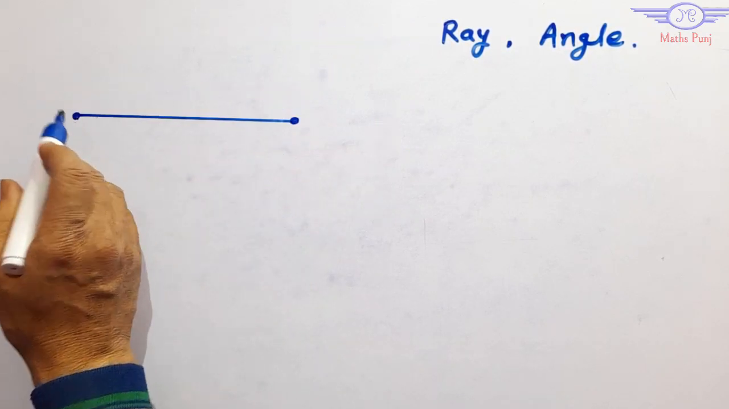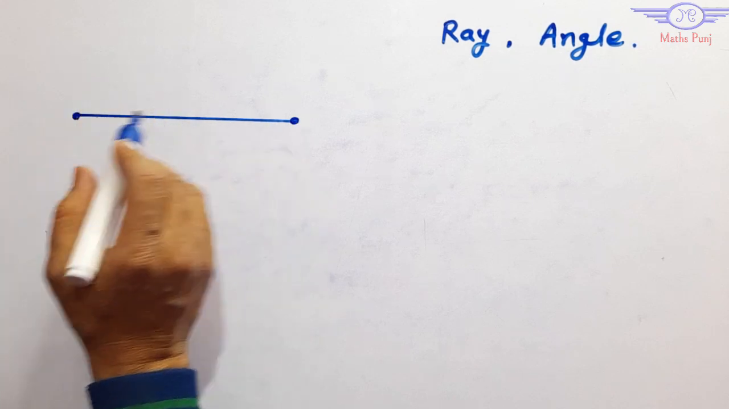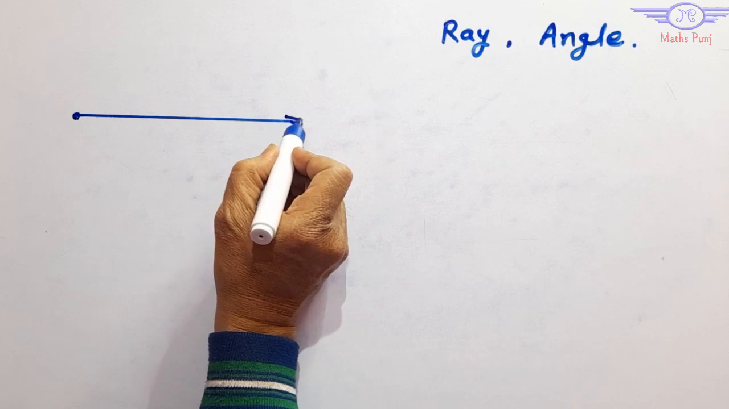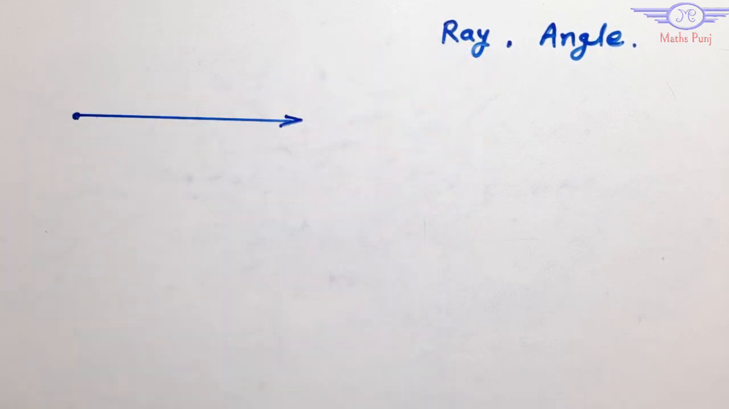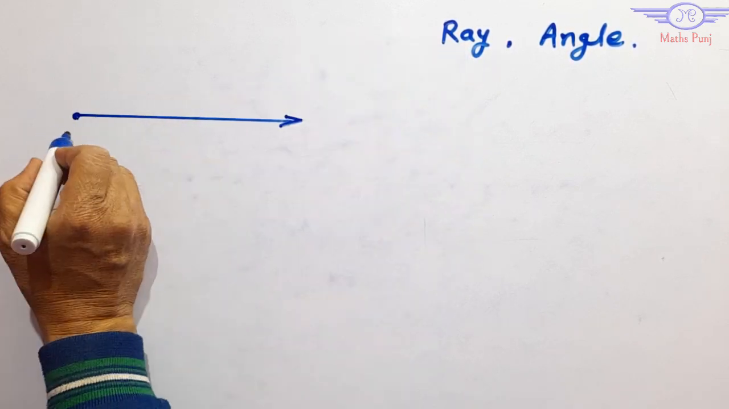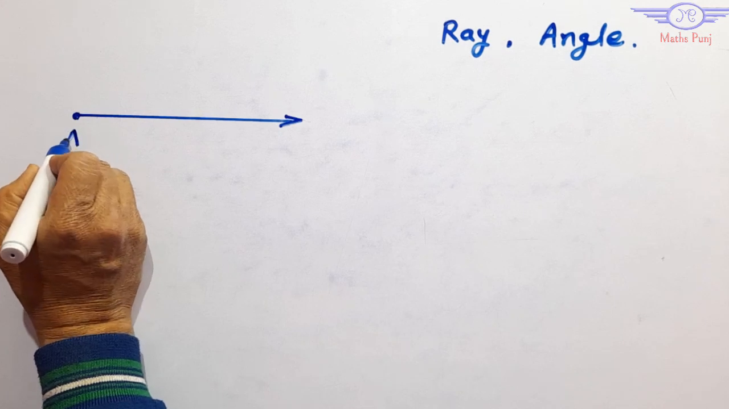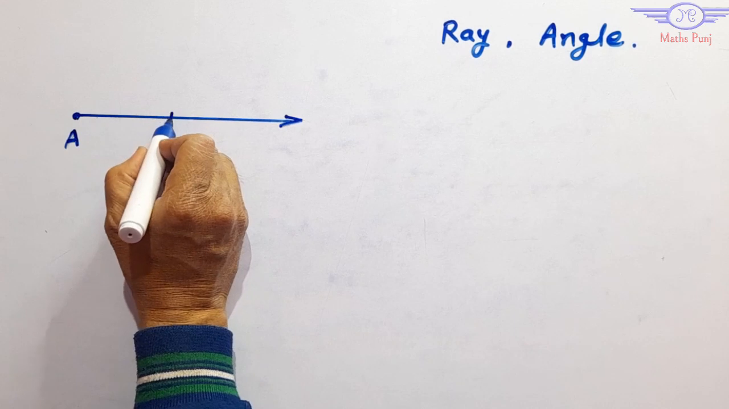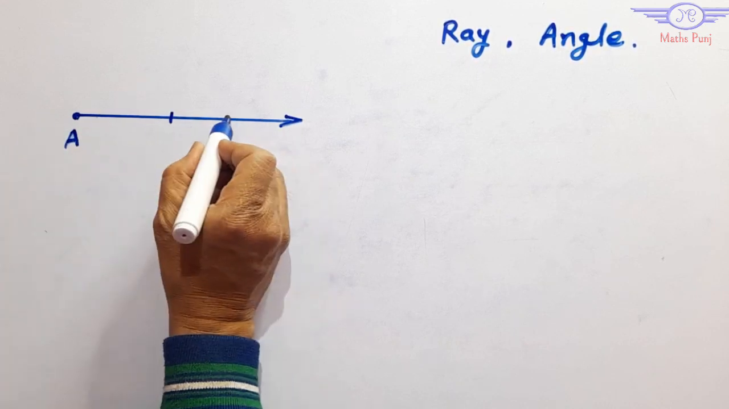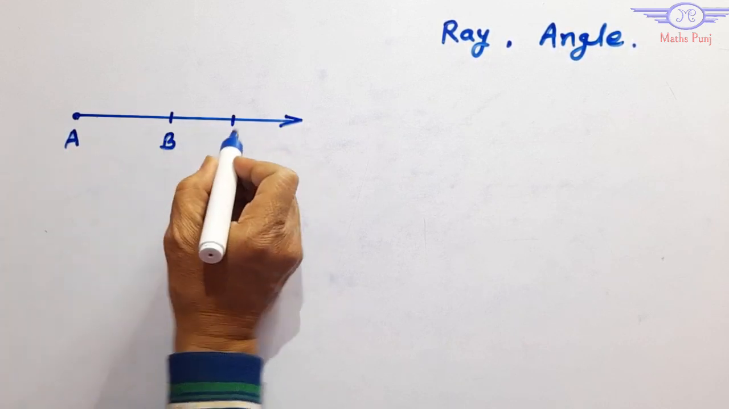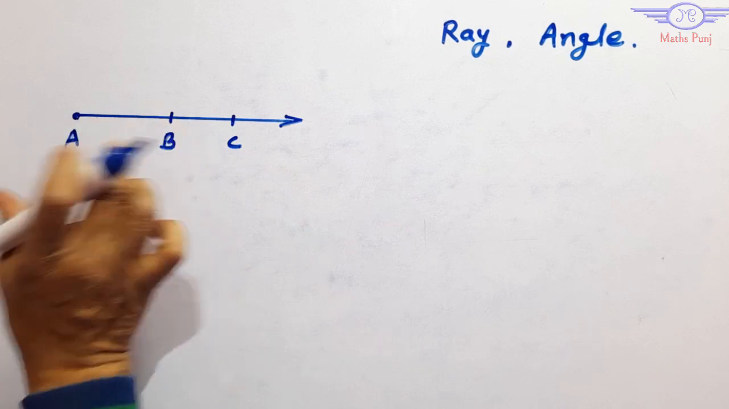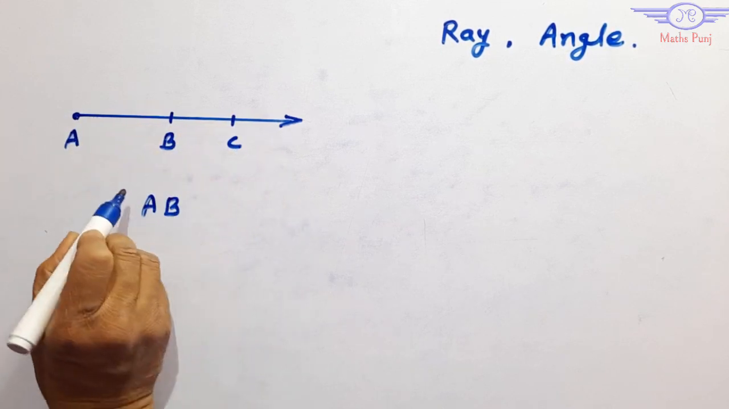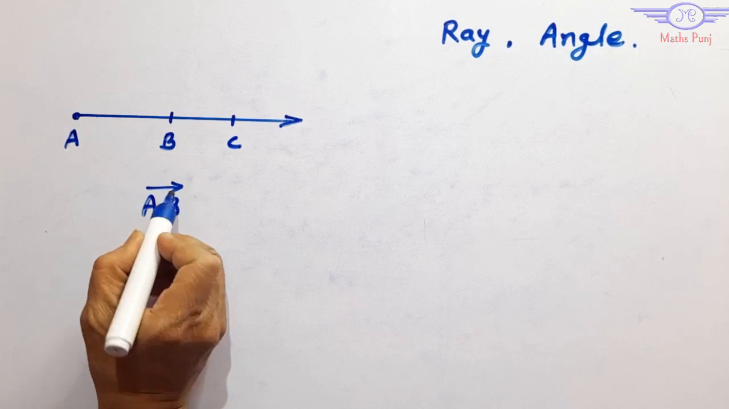This is the line segment, which has both end points, but if there is only one end point and an endless direction, it is called a ray. A ray has only one end point. The ray is indicated starting from A and denoting any point in the direction of the ray. We can write B, otherwise C, and the ray is named AB, in the direction of B. This is the ray.